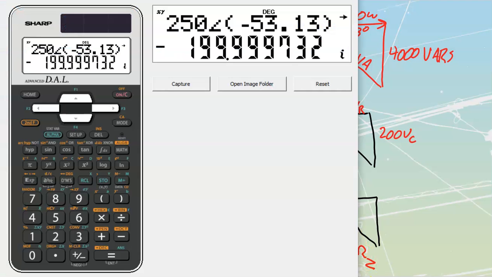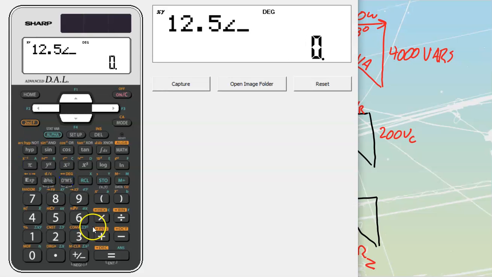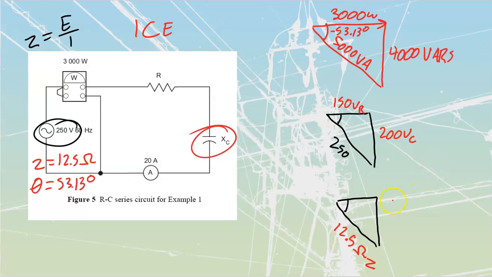12.5. We're going to put it in at the proper angle. 12.5 angle negative 53.13 equals a value of 7.5 along my x and 10 along my y. What are these values that we are looking at? Well, this is going to be my pure ohmic resistance, 7.5. It's along the x. This over here is going to be my ohms XC.